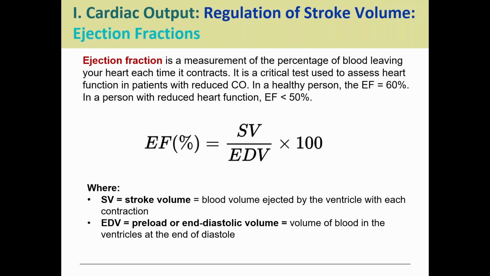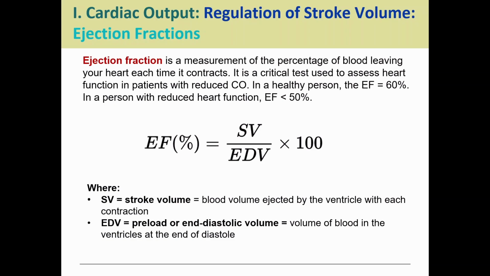fraction is going to be your stroke volume divided by your EDV, so the volume that was in the ventricle. So we break it down: stroke volume, how much blood is ejected when the ventricle contracts, divided by how much blood was there in that resting state, multiplied by 100. That's what we're using to calculate this out.